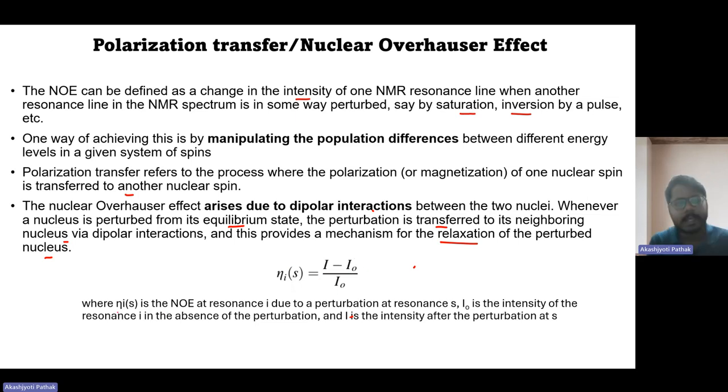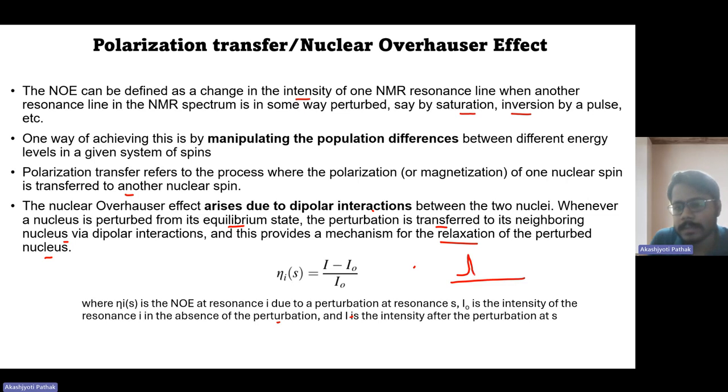So what is eta IS? It is the NOE, nuclear Overhauser effect at resonance I due to a perturbation at resonance S. I0 is the intensity of the resonance I in the absence of the perturbation, and I is the intensity after the perturbation at S. So what is being said here is that there are two nuclei.